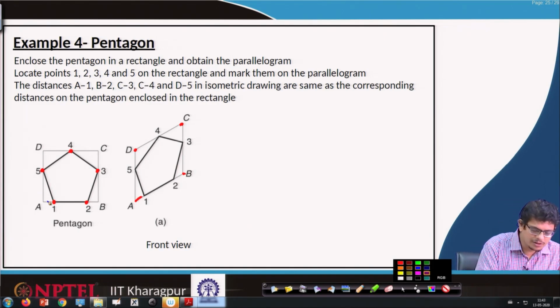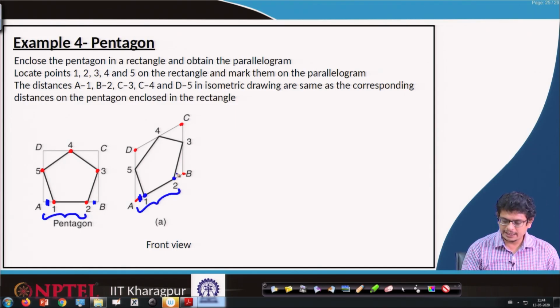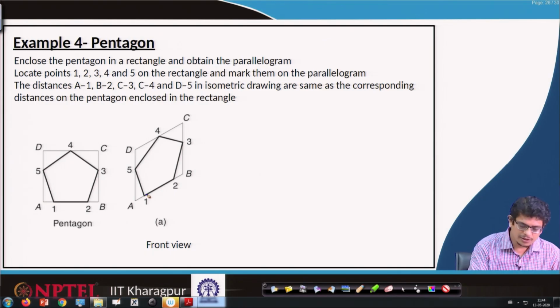For example, whatever the line A1 is, the same A1 line we will mark, so that the first point will be done. Then whatever B2 length is there, or A2 length, the same length we use from A2. In a similar way, first we locate A1, A2 length, then B3, whatever the B3 length we have, the same B3 we will locate it.